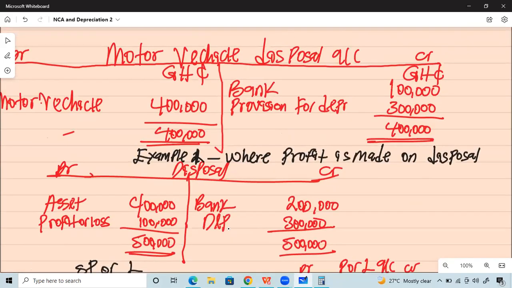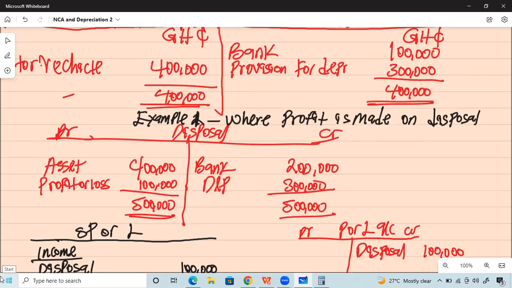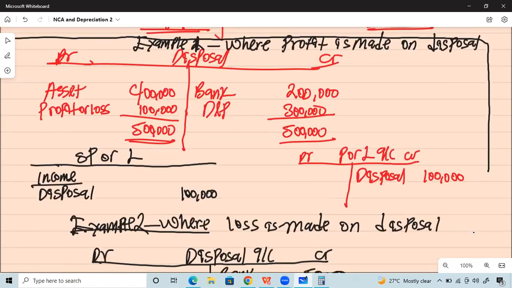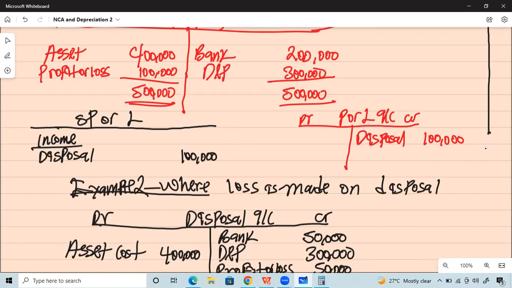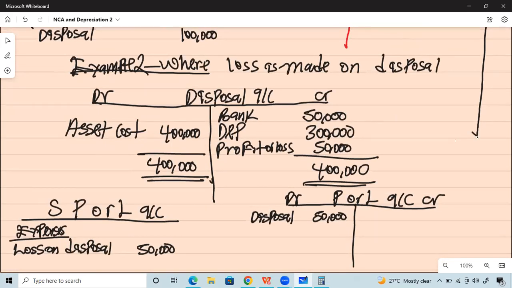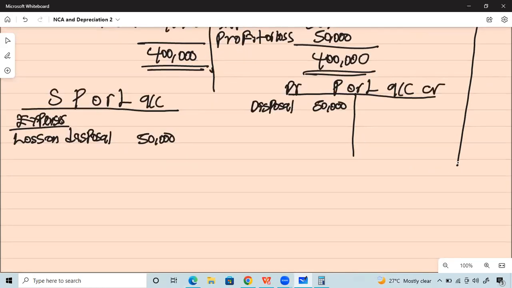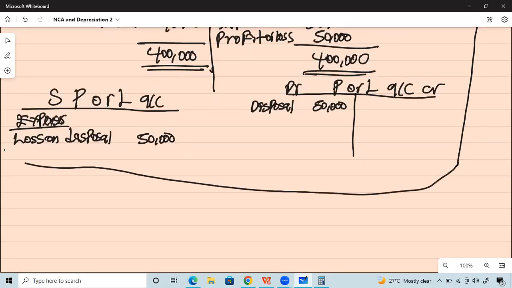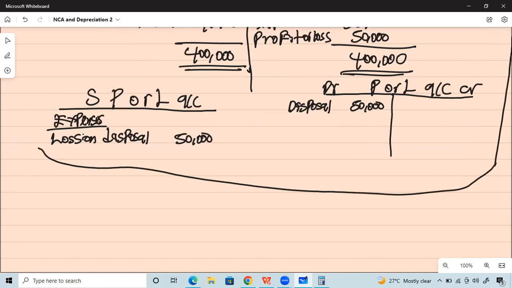So in this particular question, the disposal account, there was no word. Let me demarcate this one. This one is example. These are examples.